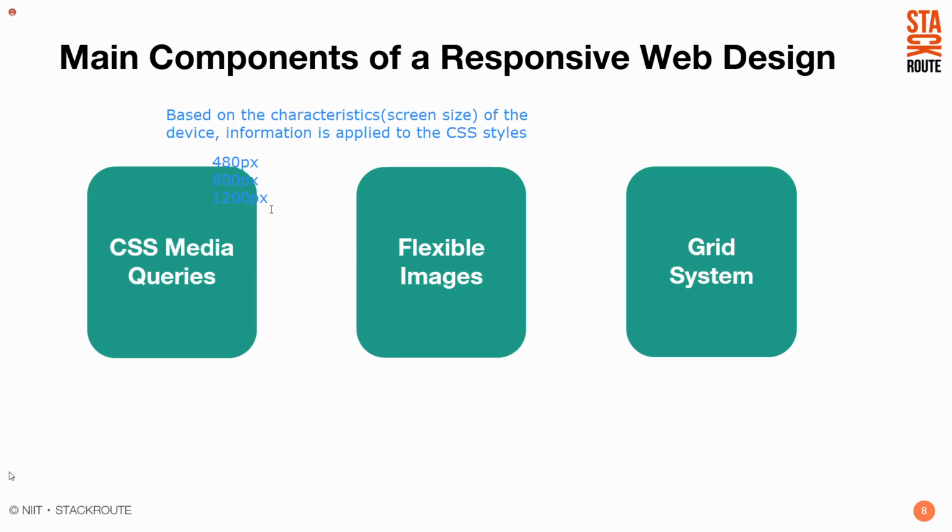So whatever information I'm going to paste on my web page, based on the screen size of the device I'm going to use, I will be applying the CSS styles. So let's assume I have a paragraph with some 10 lines. How will I apply for a 480 pixel screen size? Let's say mobile screen size. I have a paragraph of 10 lines. How will I apply?